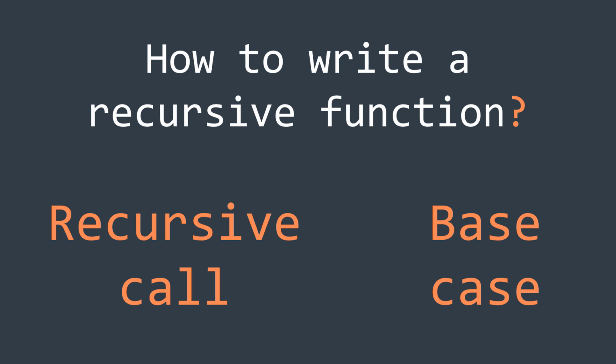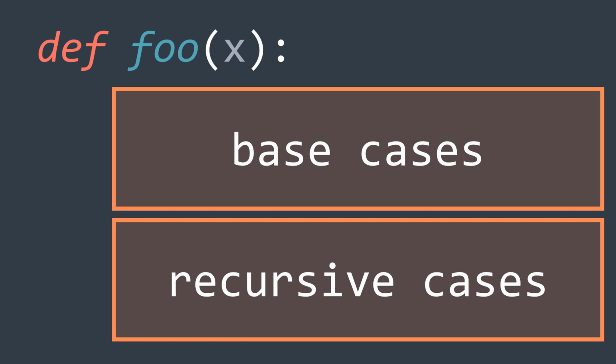In general, a recursive function is made of two parts. The first part contains one or more base cases, and the second part contains one or more recursive cases. But it's not always the case. We can have recursive functions where the base case is implicit. We'll see an example later.